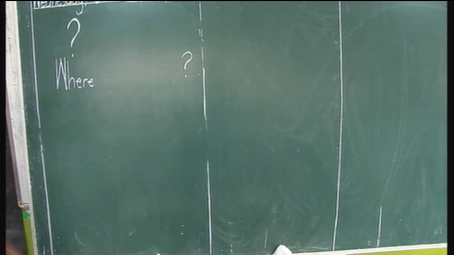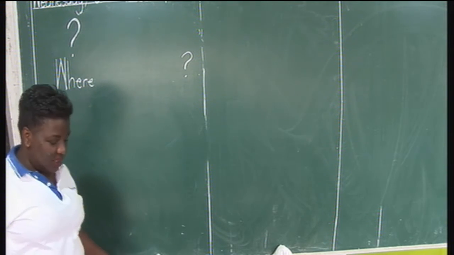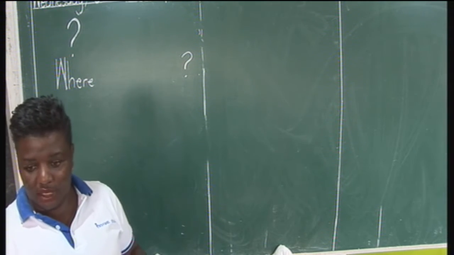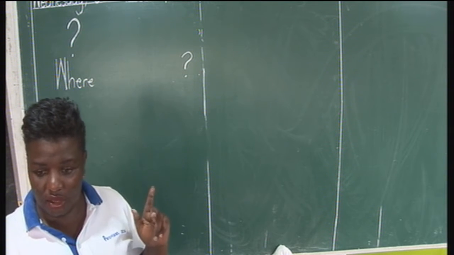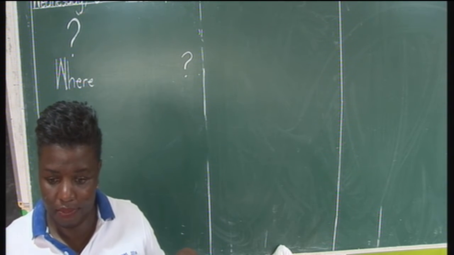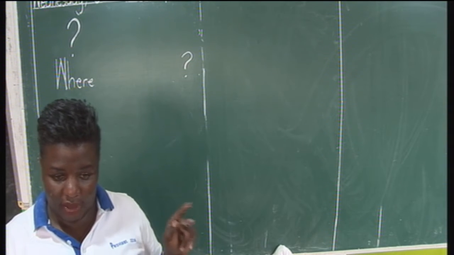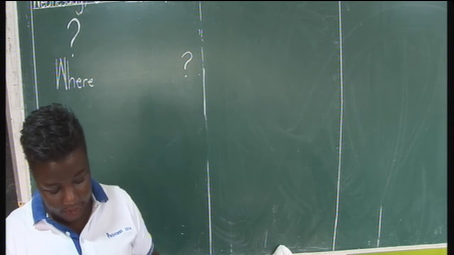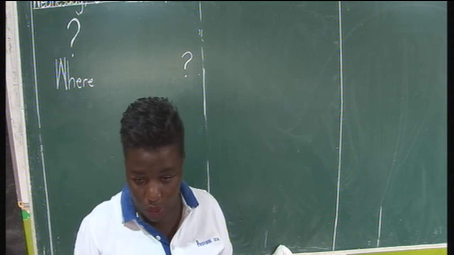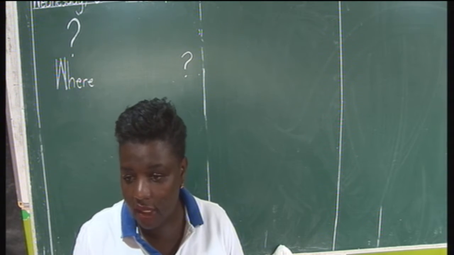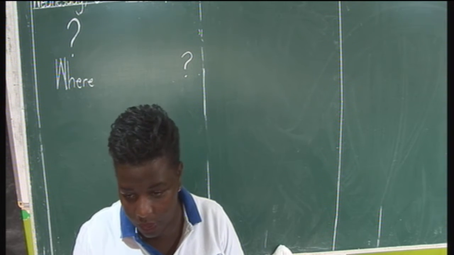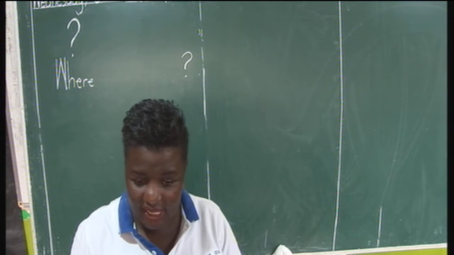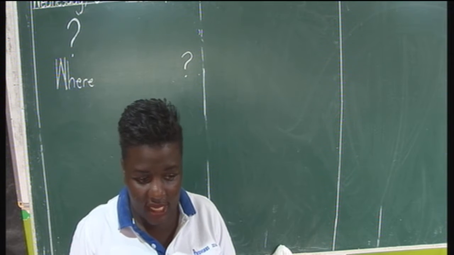The mistake you always make, children, is that most of you put a full stop again. So when you use a question mark, there's no need of putting a full stop. Those are two punctuation marks in the same place. We only put one. Then we have the word who. We have when, what, which, how, whose. All those are words we can use in asking questions.